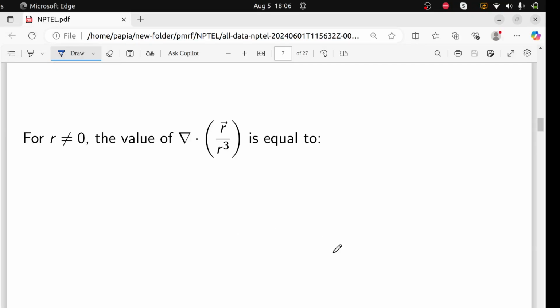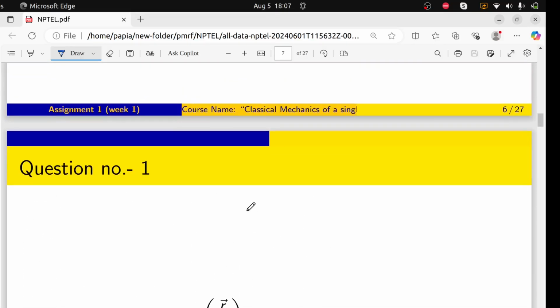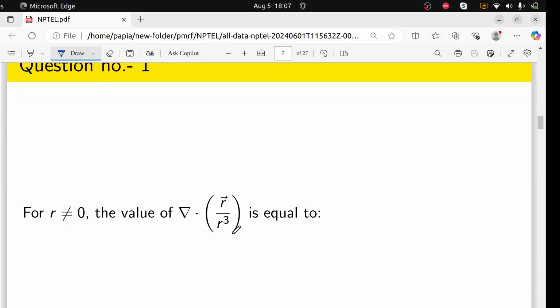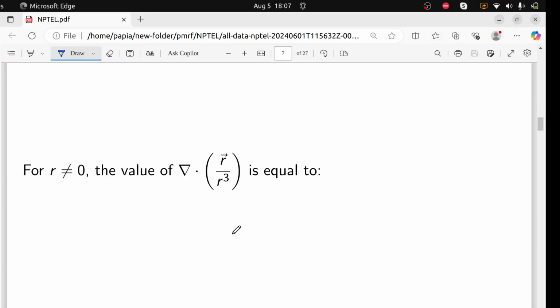So now today we will focus on the divergence questions. The first question we have already discussed in the last class: divergence of r vector by r cube. What is the value of this? We have already calculated it and got the result as 0. You can see in my previous lecture where we discussed the values of these things and how we can calculate this.